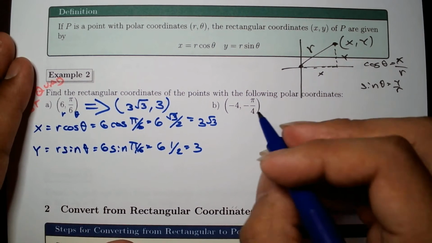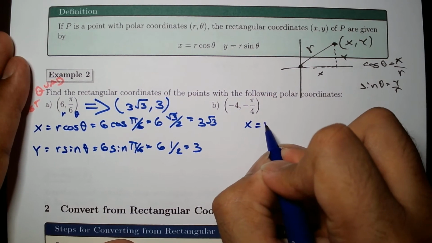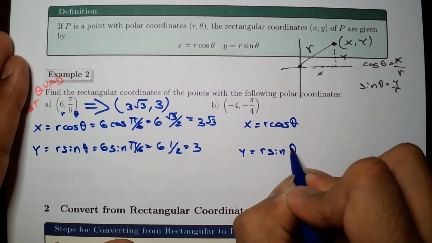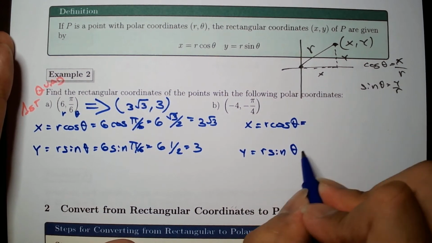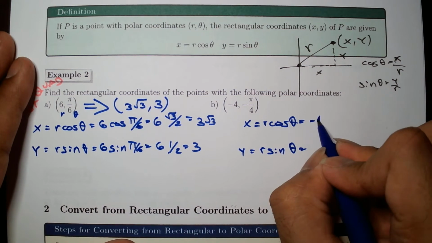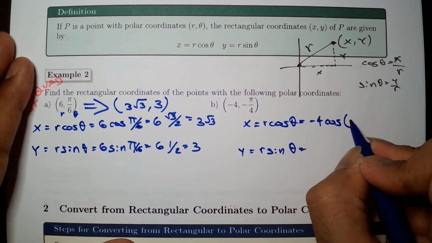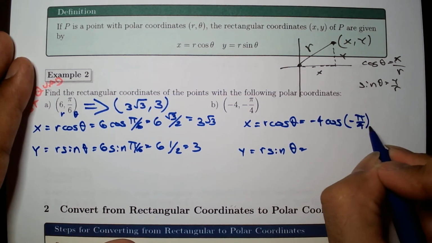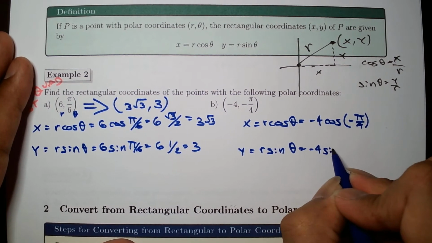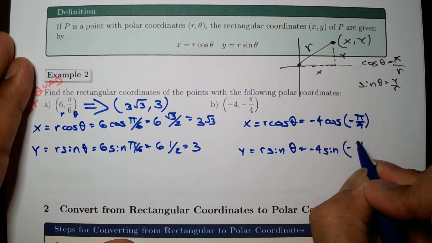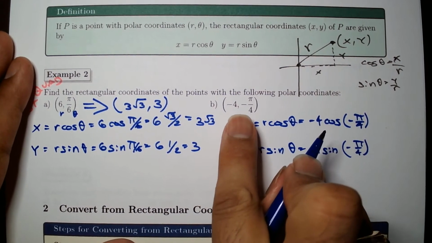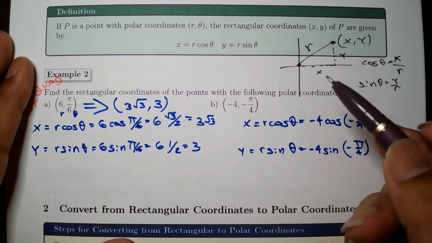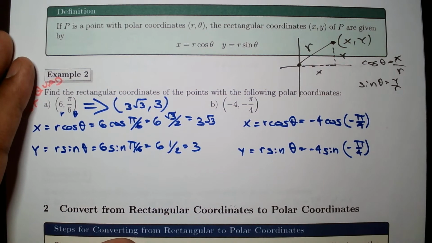Let's do letter B. Let's find x equals r cos θ and y equals r sin θ. In this case, the radius is -4 and the angle is negative π/4. Before evaluating the quantities here, let's first of all investigate the location of that point. First of all, be careful, this could be a little bit tricky.